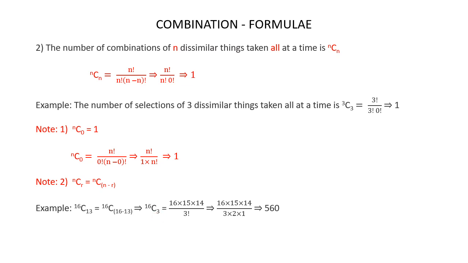Now 16C3 is nothing but, starting with 16 in the descending order, there has to be multiplication of 3 numbers. So in the numerator, it is 16 multiplied by 15 multiplied by 14. And in the denominator, it is 3 factorial because there is 3 as the subscript here. Now 3 factorial is 6. So on solving this, we get the answer as 560.